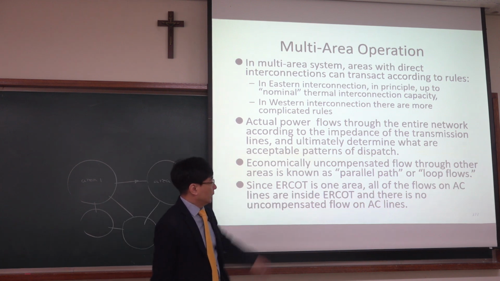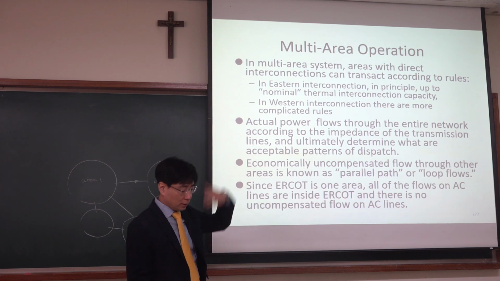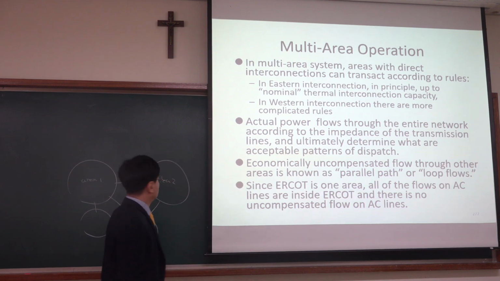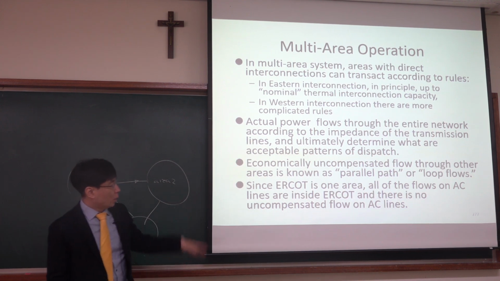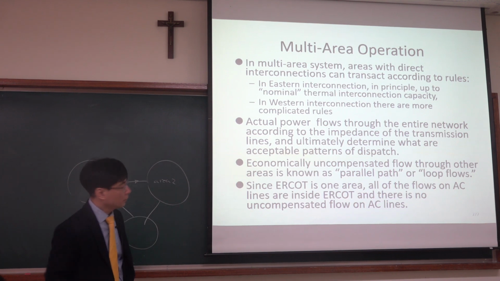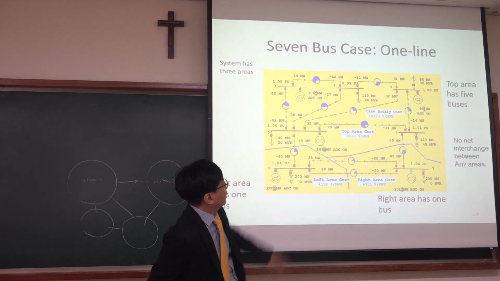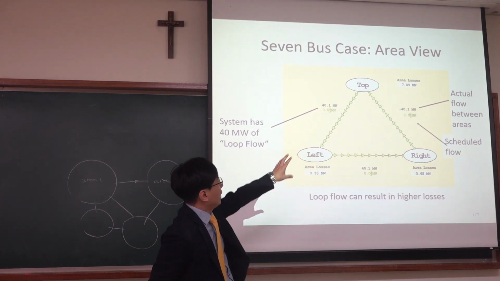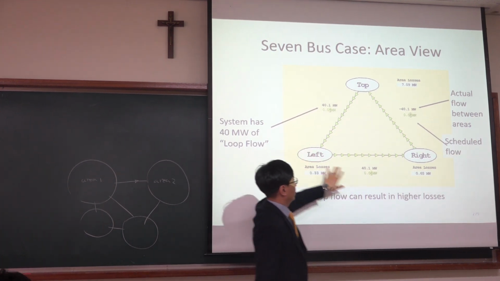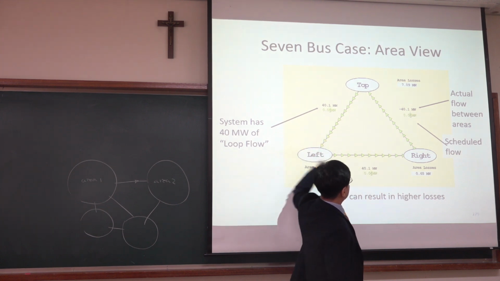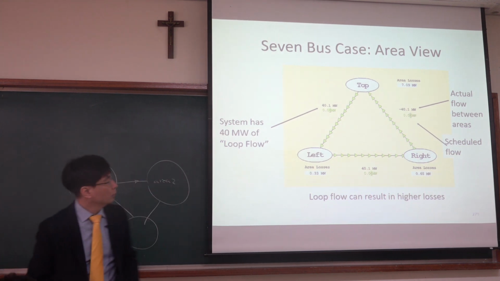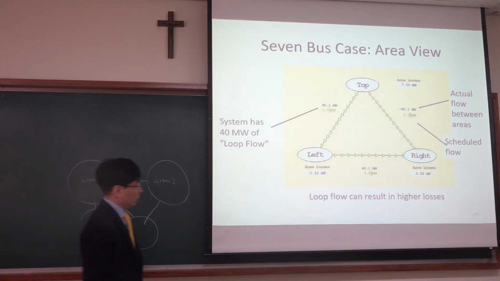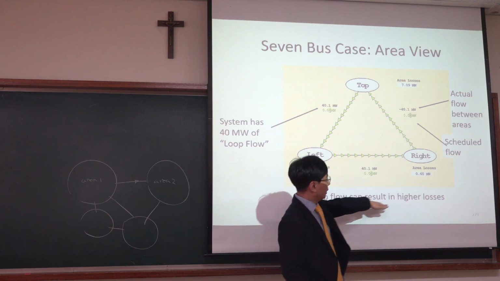In the case of Texas, because Texas is huge, this is one area, so there is no this kind of connection flow, which means there is no uncompensated flow. Anyway, in this example, from the area view, we have top area, left area, and right area. So 40 megawatt, 40 megawatt, and 40 megawatt, and this kind of loop can exist, which is not good for power losses. So this loop flow can result in higher losses.